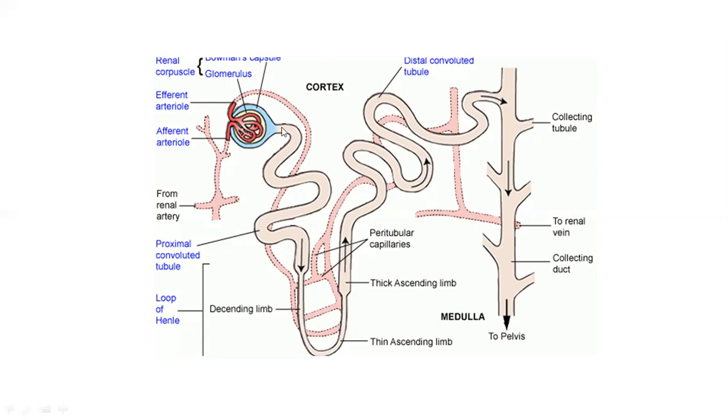Now the first portion, which starts just after the Bowman's capsule, is the proximal tubule, which I have also mentioned is termed the proximal convoluted tubule. Why do we use the word convoluted? Here you can see that it is not straight or smooth, but it has several convolutions in it. That's why it is termed the proximal convoluted tubule.